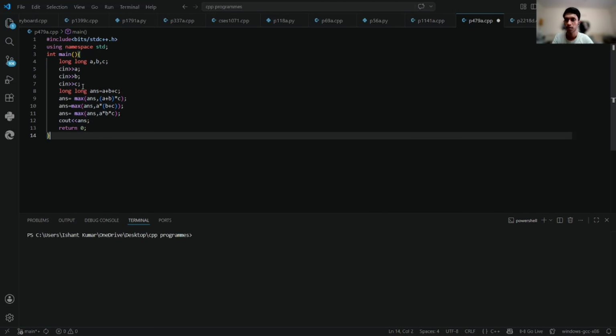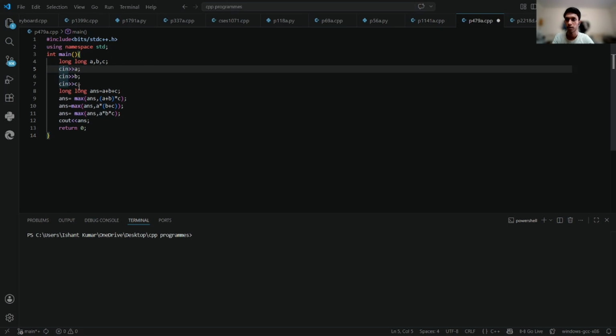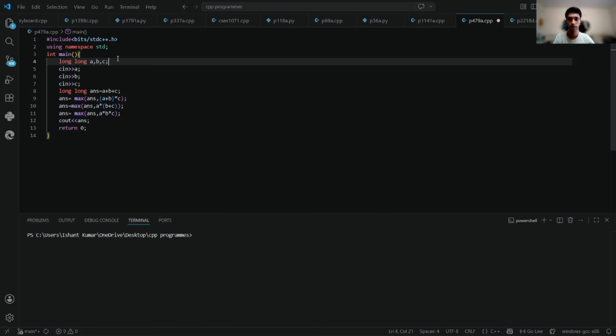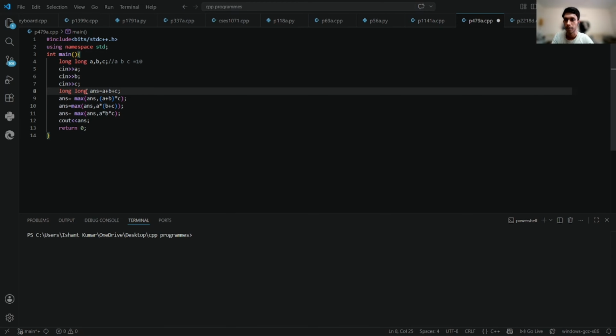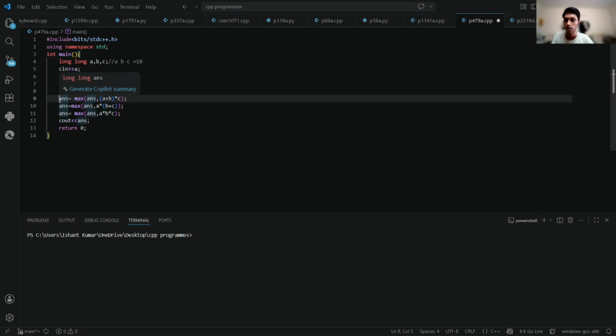Let's look at the code that I have written. So here is the code. The input was given in this format. So I've taken three variables a, b, c, which will be the input. A, B, C is at most equal to 10. The range is from 1 to 10. Then I've initialized a variable named answer, and I've taken the first case, which is the addition of all the three numbers.